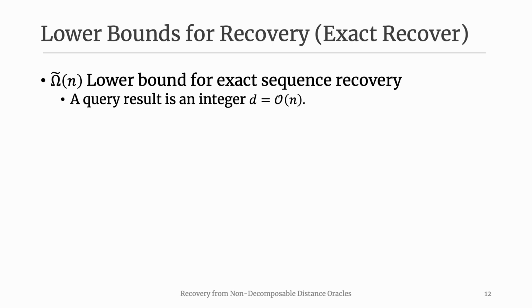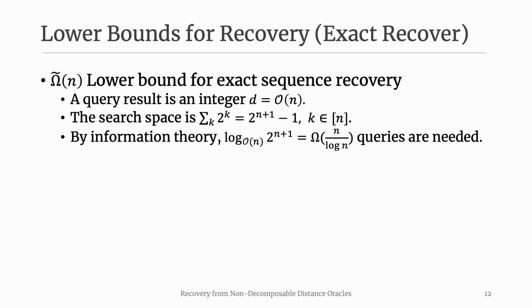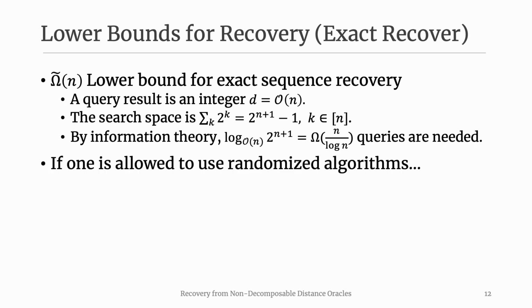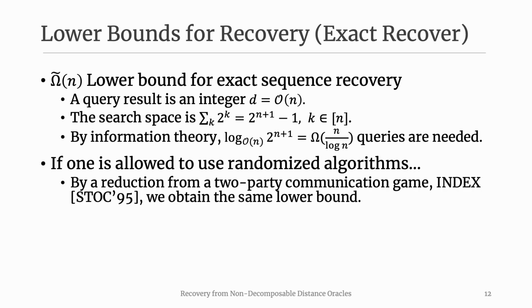First, a query result is an integer in O(n), which is the information Alice can get in a single query from Bob. And there are 2 to the n plus 1 possible input sequences in the search space. By information theory, we can get a lower bound of n over log n queries. Further, if Alice is allowed to use randomized algorithms, we can actually get the same bound by a reduction from a two-party, one-way communication game called index.